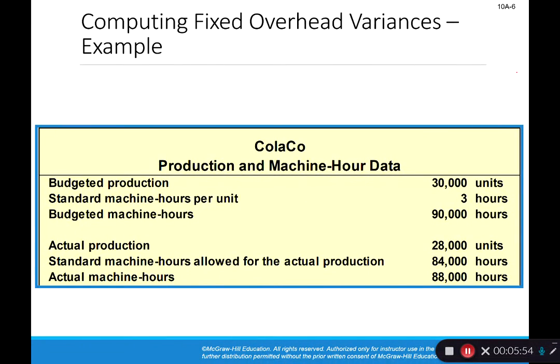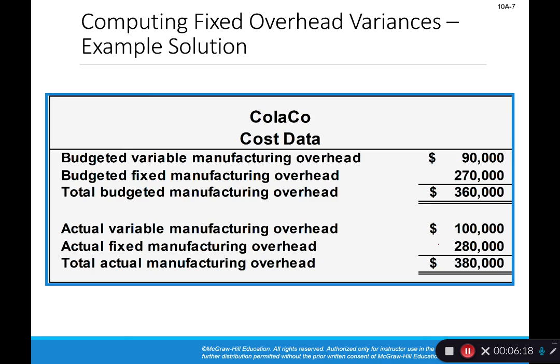Let's go through an example for Colico. We have budgeted production of 30,000 units. Standard machine hours per unit is 3. That's going to be our driver for overhead. Budgeted machine hours for the year are 90,000. Actual production is 28,000, which means our SQAP is 84,000. This would be 3 times the 28,000 actually produced. And then our actual machine hours are 88,000. So how does all this pan out?